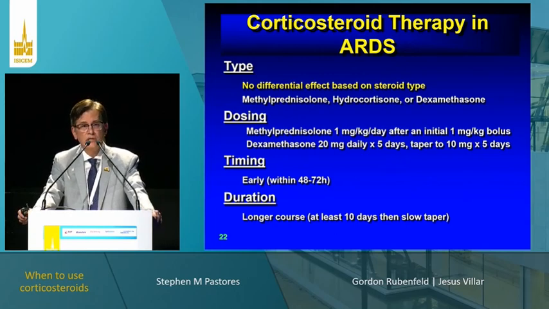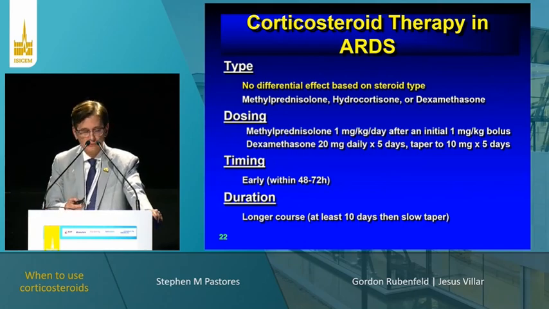If you're using dexamethasone, generally I would adhere to the DEXA ARDS study: 20 IV dex, taper to 10, and cut out if the patient is extubated. Use early, I would say between 48 and 72 hours ideally, and the longer course, at least 10 days with a slow taper to prevent the rebound.